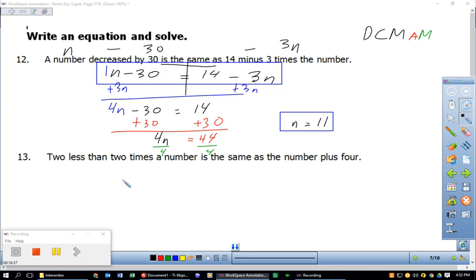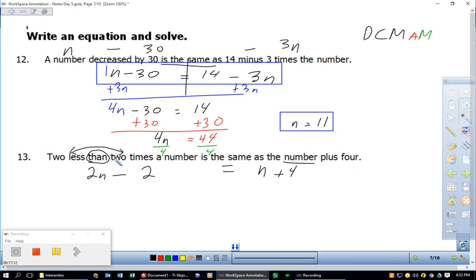Okay, number 13. 2 less than 2 times a number is the same as the number plus 4. So is the same as, that's equals. The number, let's say n plus 4. Okay, that part's not too bad. Now over here on the left, however, be very careful because the word's less than. The word than is going to cause this to switch around. So we're going to write 2 times a number, which in that case is 2n, minus, because it's less, 2. So this reads 2 less than 2 times a number. 2 times a number minus 2. That's what we want to look at.